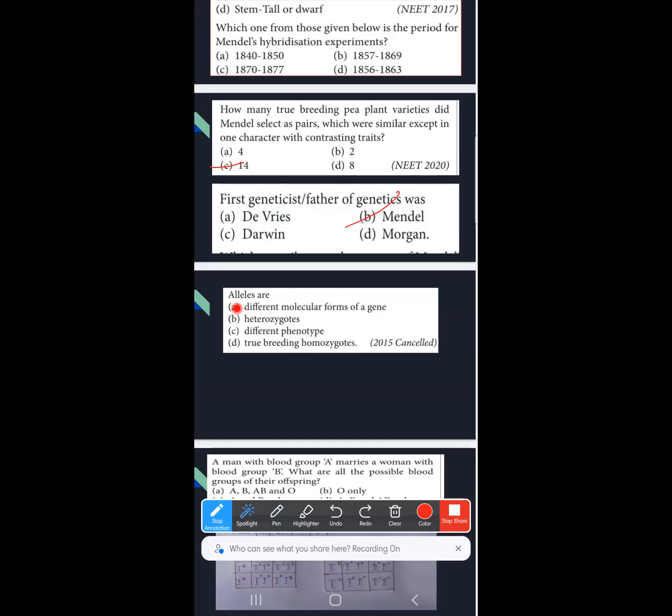Next question: alleles are. We know alleles are different molecular forms of a gene. This line is given in our NCERT textbook.